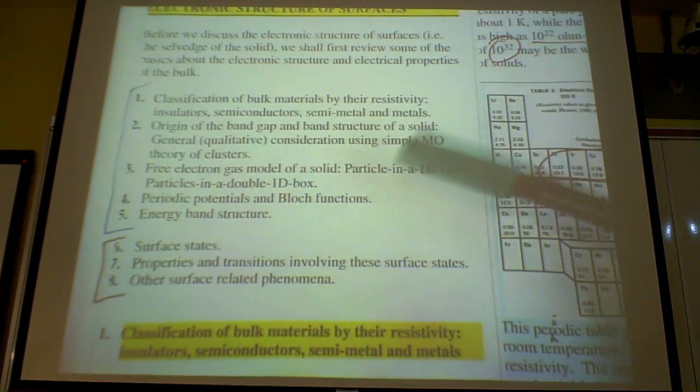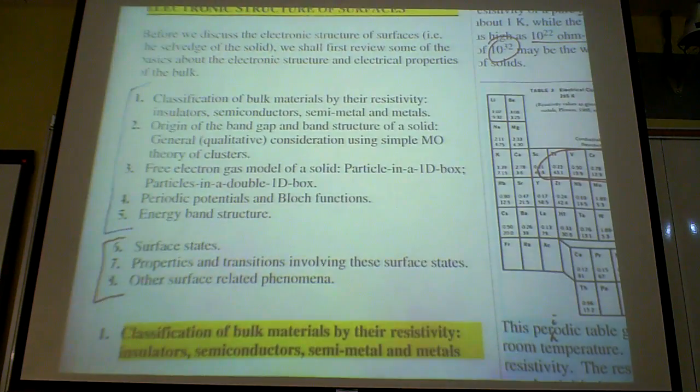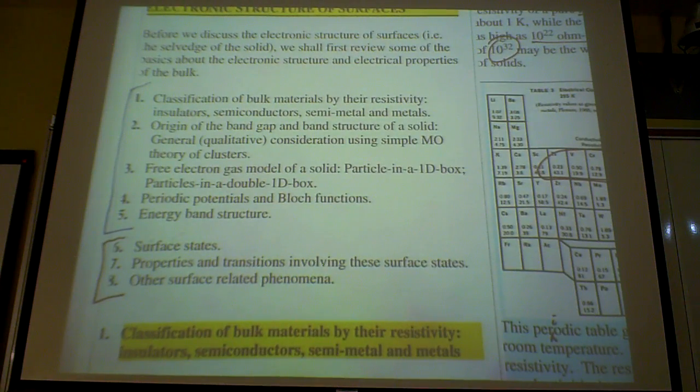Last time we will start with these 5 topics first about the bulk material, as we have done in the past, and then we will move on from the bulk to 2-dimensional system, such as the surfaces, and what will be unique in that case.